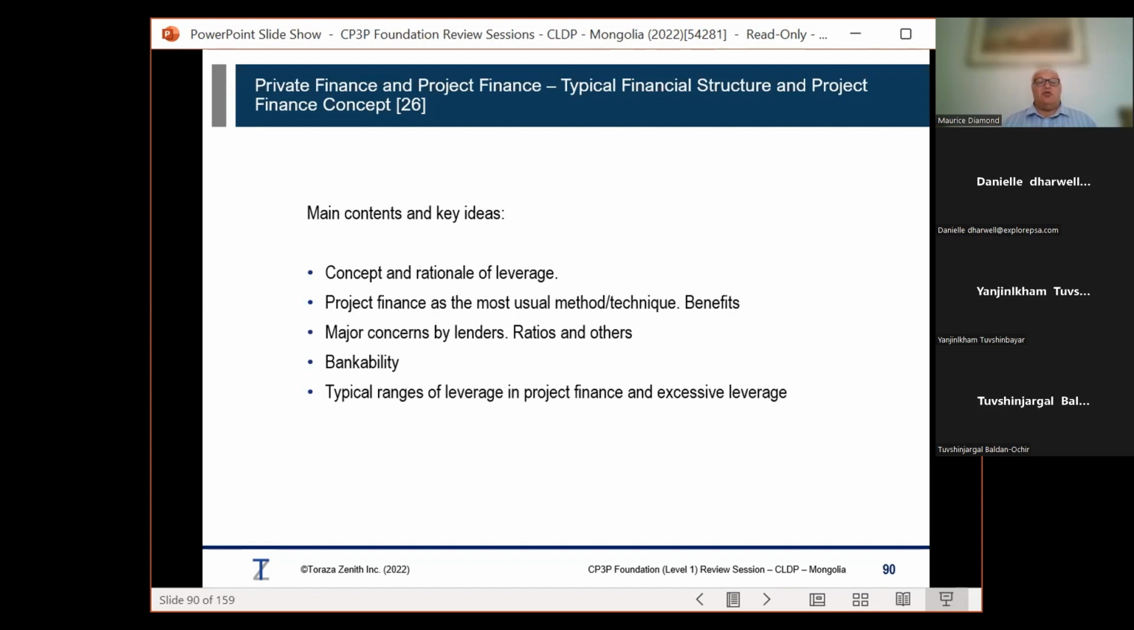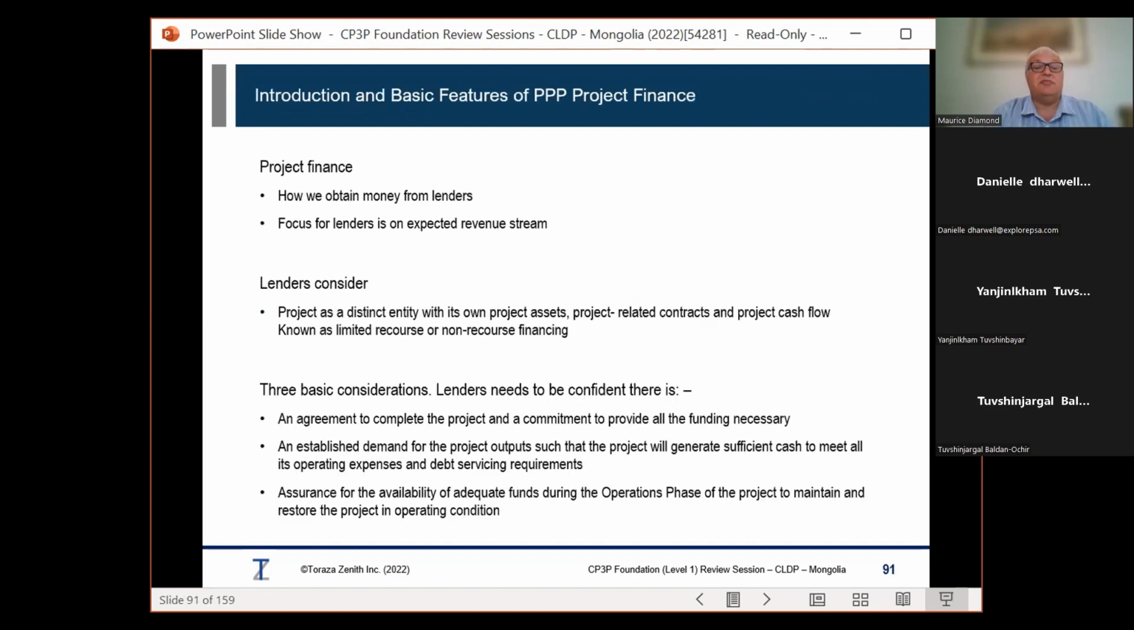Now, the normal route would be project finance. There are major concerns of the lenders, and we'll go through those quickly. And then we look at these ratios, bankability, and the typical range of leverage in project finance and excessive leverage. So you need to make sure that you are familiar with this. How do we obtain money from the lenders?